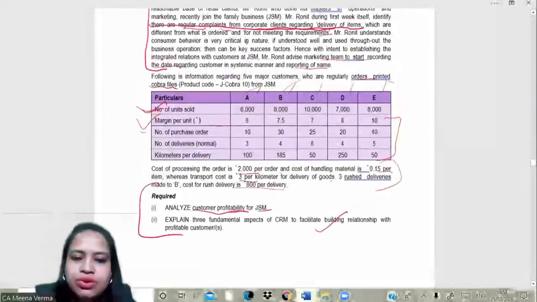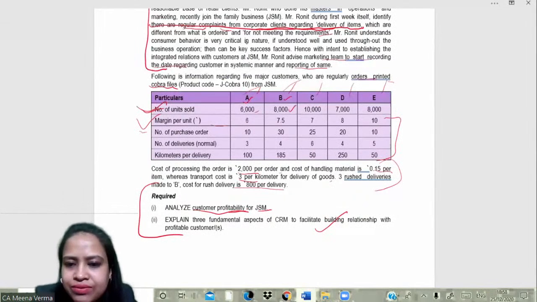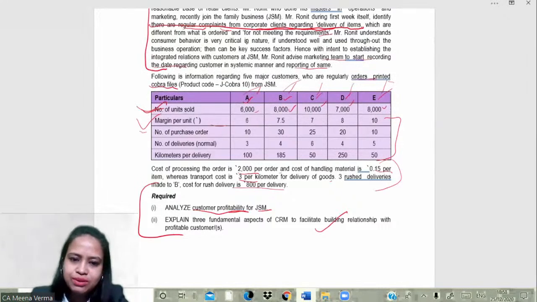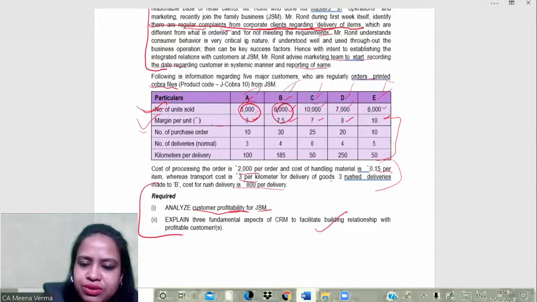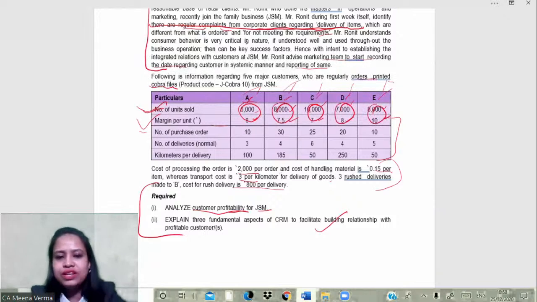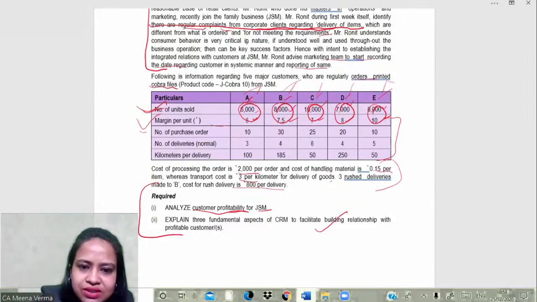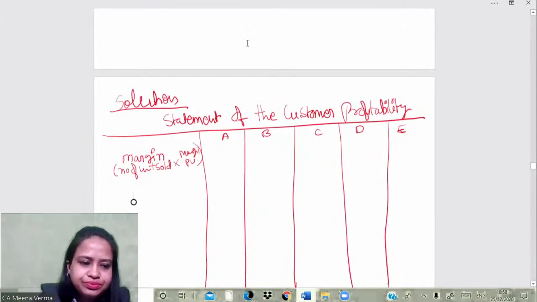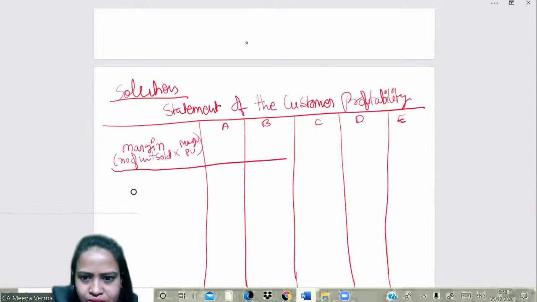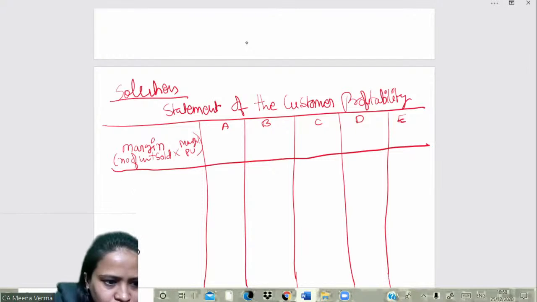Let us see. The number of units you sold to A is this, to B this, to C this, to D this, to E this. The number of units you sold to them is this, and the margin you have is this per unit. Multiply them and calculate the total margin from here. So you can see here, multiplying 36,000, 8 into 7.5, 70,000, 8 into 7, and 80,000. In this way, multiply them and calculate the total margin.